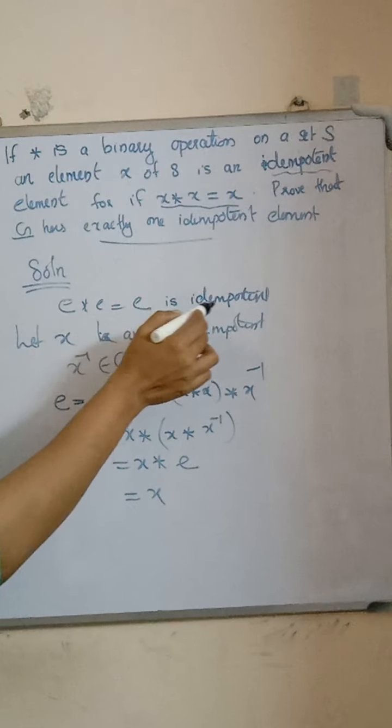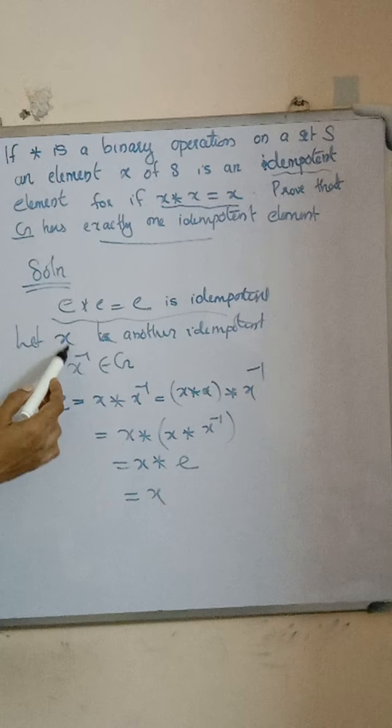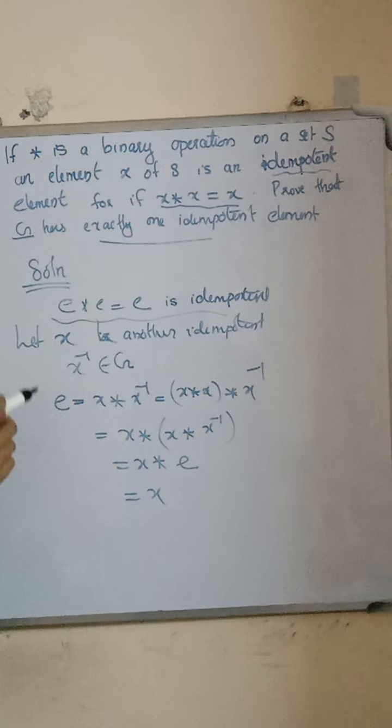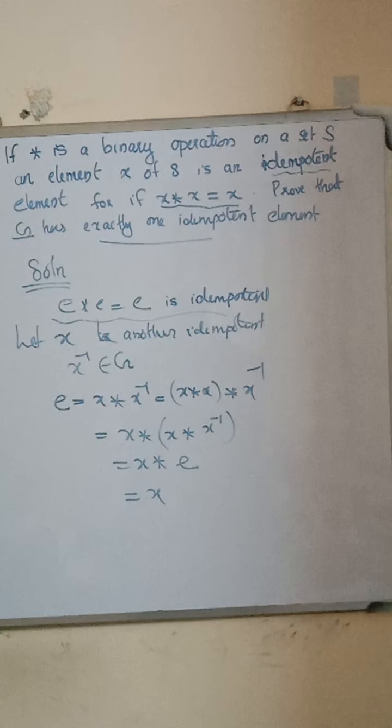The identity element is an idempotent element in the group G, and we let X be another idempotent element, and we prove that the identity element and the idempotent element are the same. So in a group G we have exactly one idempotent element, that is the identity element.